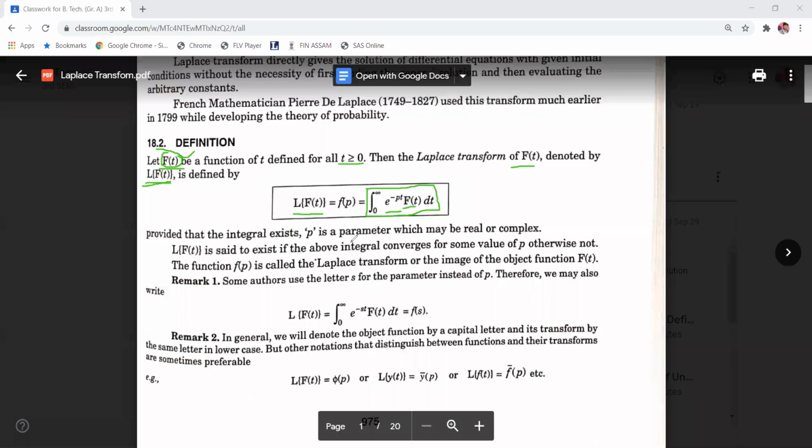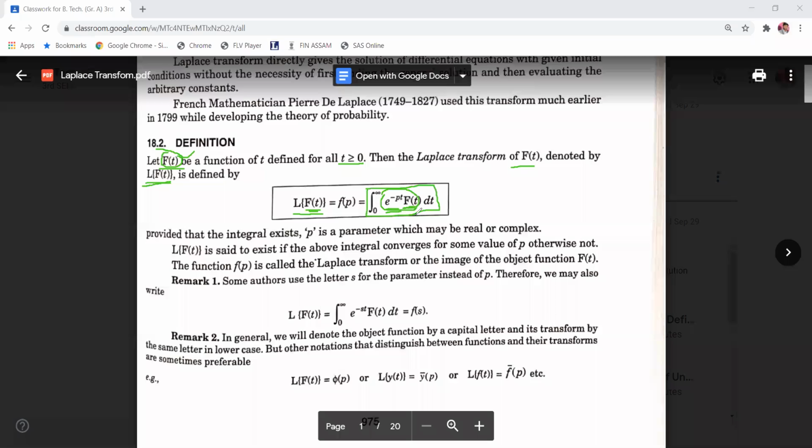Try to understand. The Laplace transform of f(t) is defined by this integration. The limit of integration is from 0 to infinity, e to the power minus p, small p, into t, into f(t). f(t) means this function f(t). You simply multiply e to the power minus pt by f(t), and then you integrate this whole part, and then you put the limit.